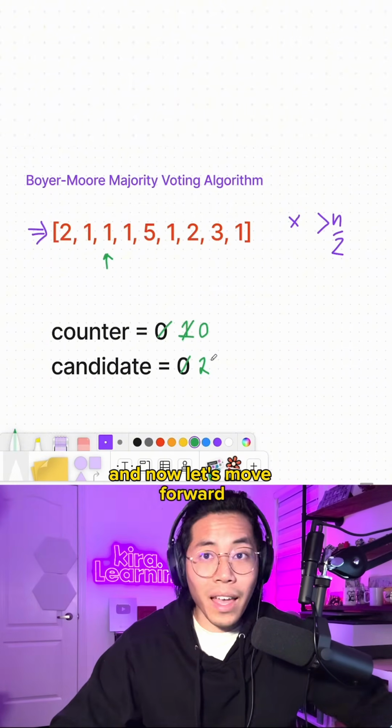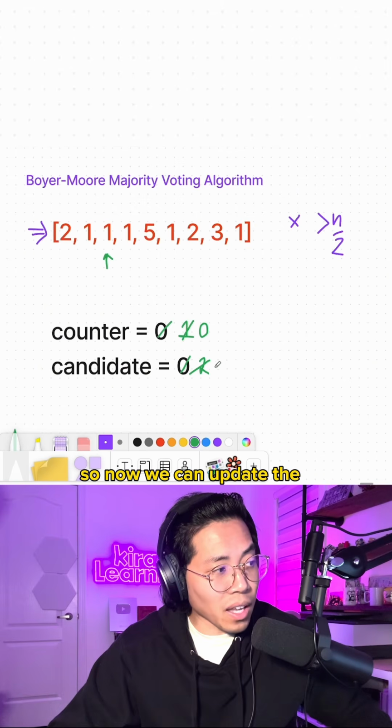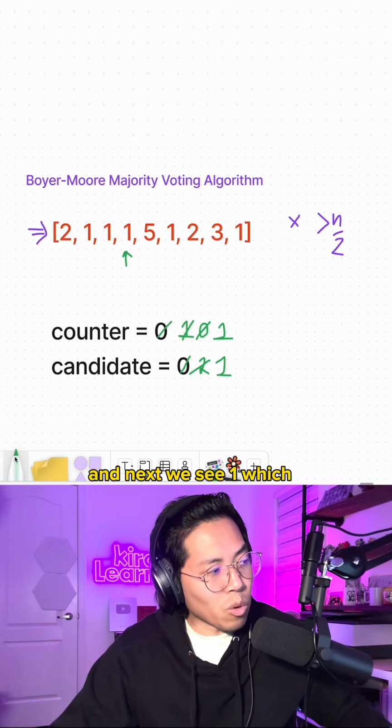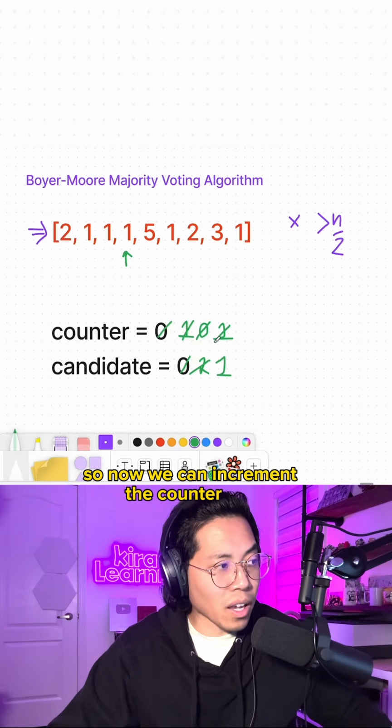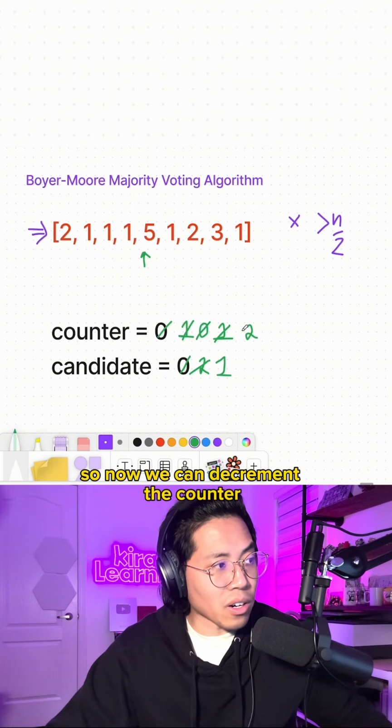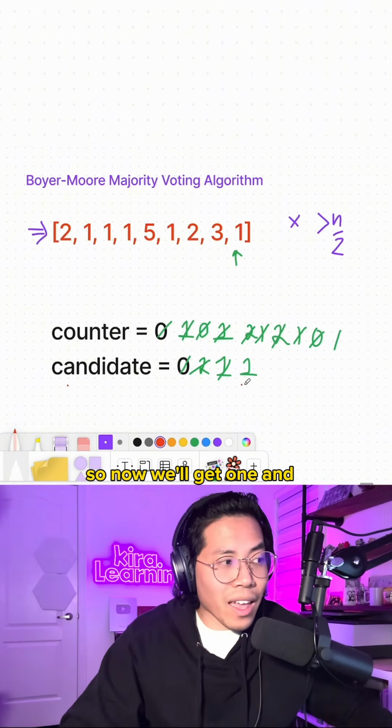And now let's move forward, and now the counter is 0, so now we can update the candidate and set it to 1, and then we can increment the counter. And next we see 1, which matches the candidate, so now we can increment the counter to 2. Next we see 5, which is not 1, so now we can decrement the counter, so now we'll get 1. And the answer is 1.